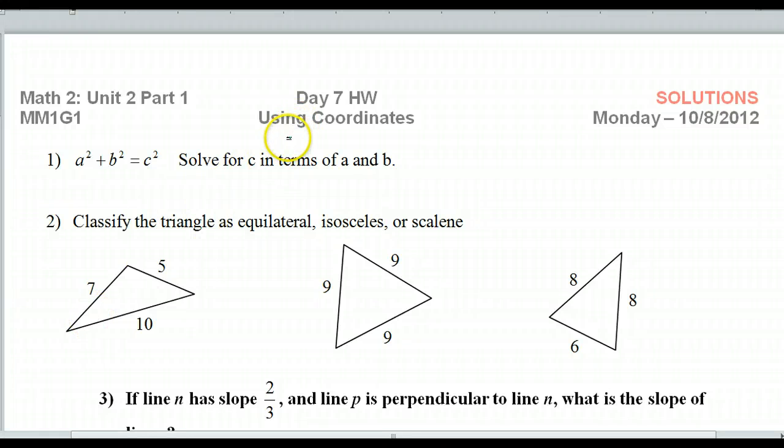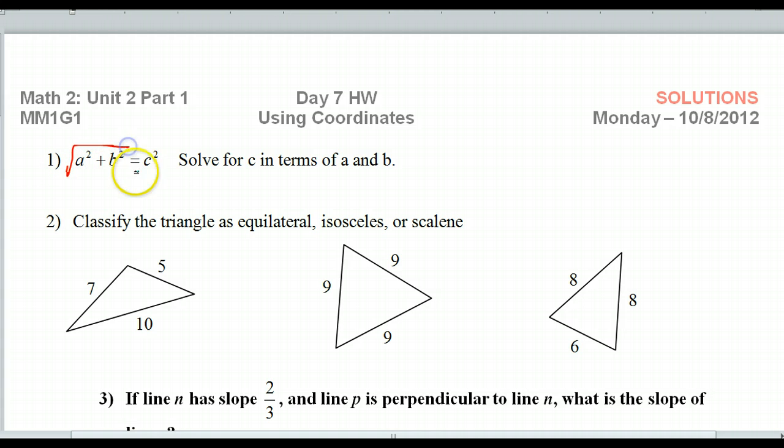All right, coordinate geometry, using coordinates. Obviously, this is the distance formula, the Pythagorean theorem, which I hope you will begin to see is the same thing as the distance formula. So if I wanted to solve this for C in terms of A and B, which really means just getting C by itself, I would have to take the square root of both sides.